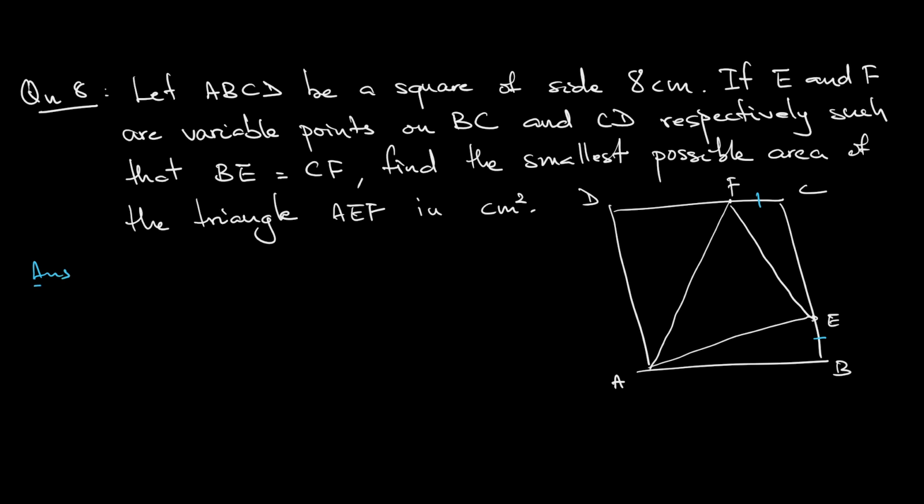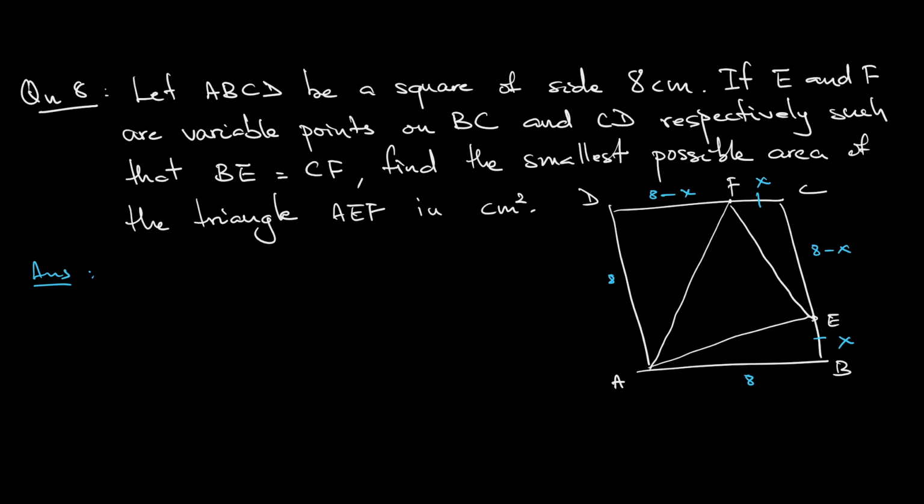Okay, let's attempt this question together. So let's say x is that BE and CF. Because the side of the square is 8 cm, meaning that this is 8 minus x, and DF is also 8 minus x. This is 8, this is 8. I want to write the area of triangle AEF in terms of x. Then I can vary x between 0 and 8 and see what is the smallest. So that would be the steps of my solution later on.